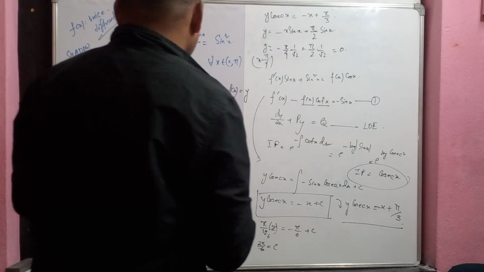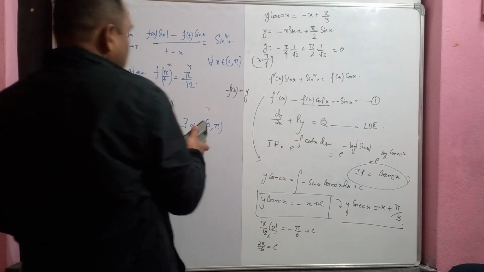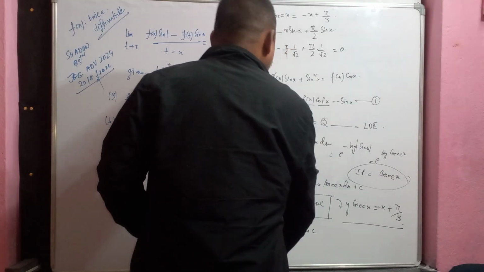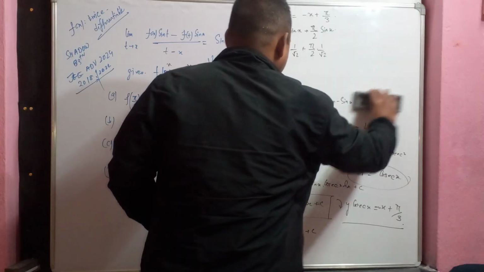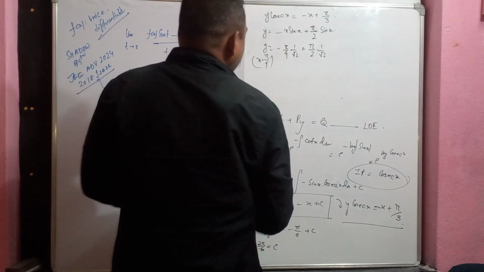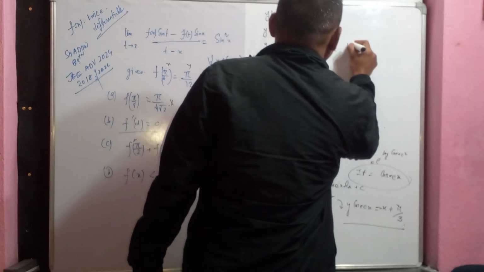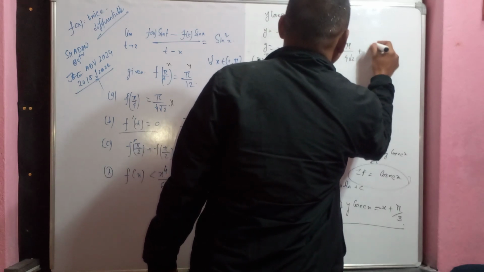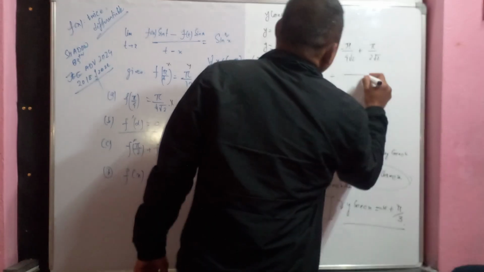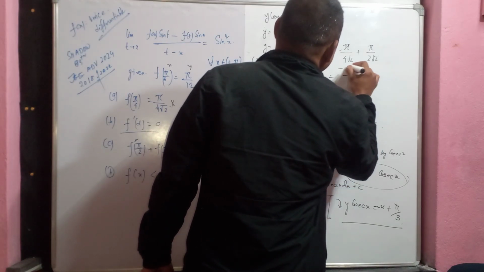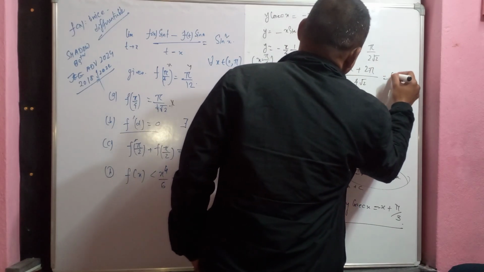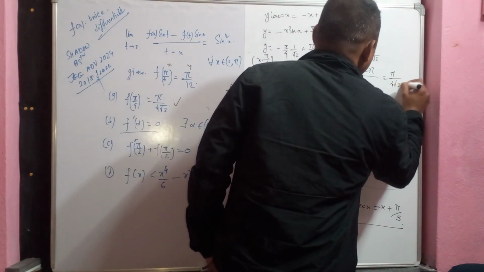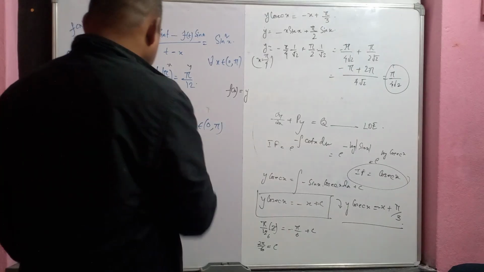First one is wrong because it is given as pi by 4 root 2, but it is coming as pi by 4 root 2 minus plus pi by 2 root 2. 4 root 2, so minus pi plus 2 pi. Yes, this is not a wrong option, this is the correct option. Calculation mistake, sorry for that. This is the correct option. Now check the other one.